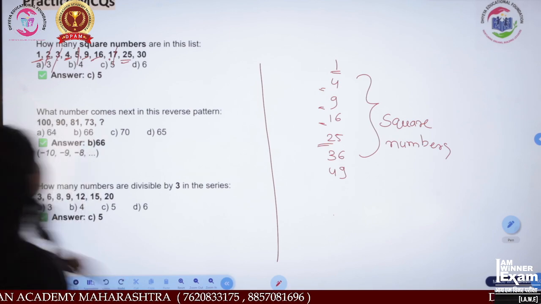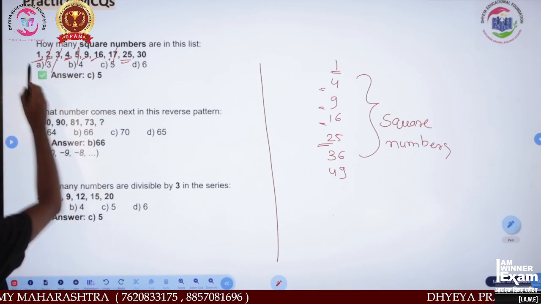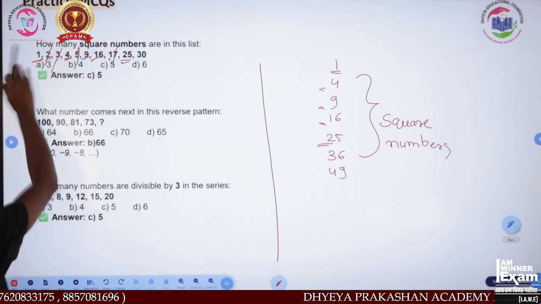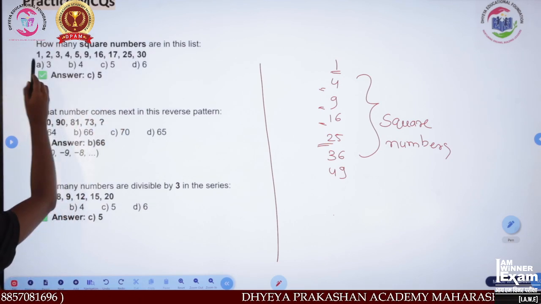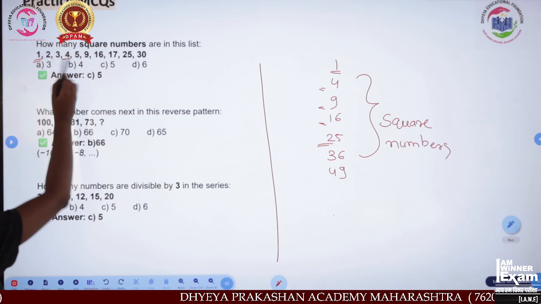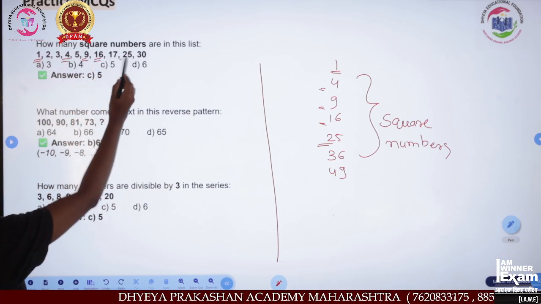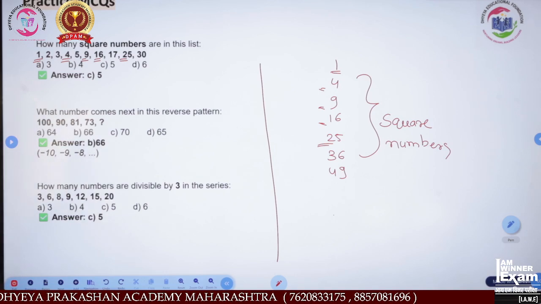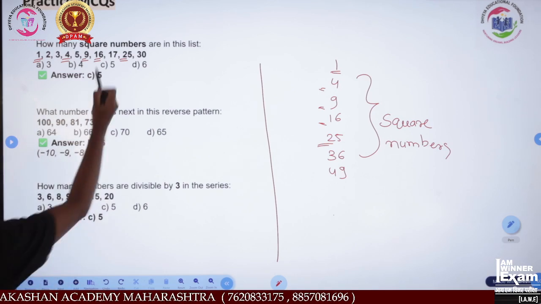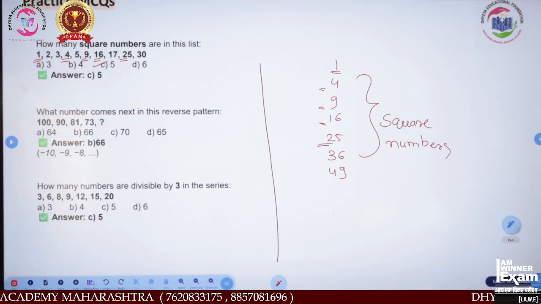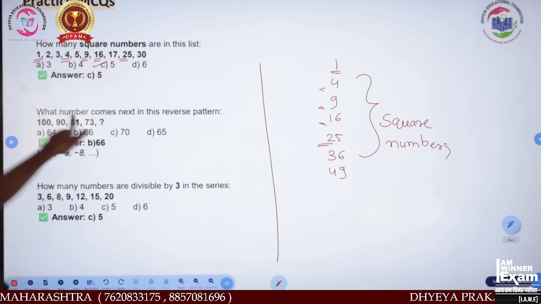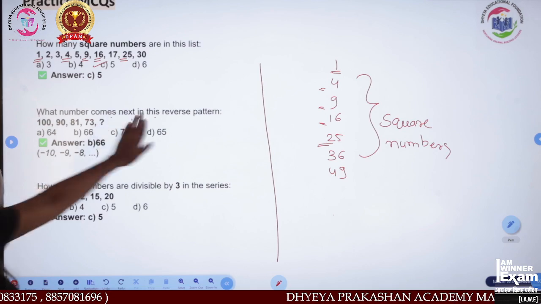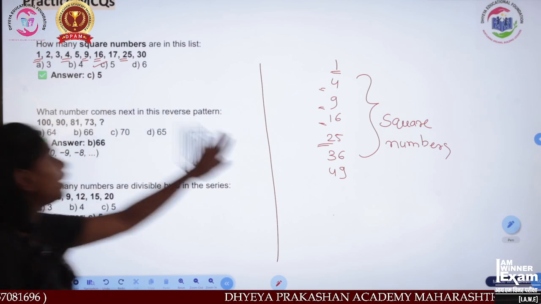So how many numbers are there which are the square? So 1, 2, 3, 4 and 5. So there are total 5 square number, which were the 1, 4, 9, 16 and 25. These are the square numbers, right? So how many are the 5? So you have to correct the option C, which is 5. Okay. Then next, what number comes next in the reverse pattern?